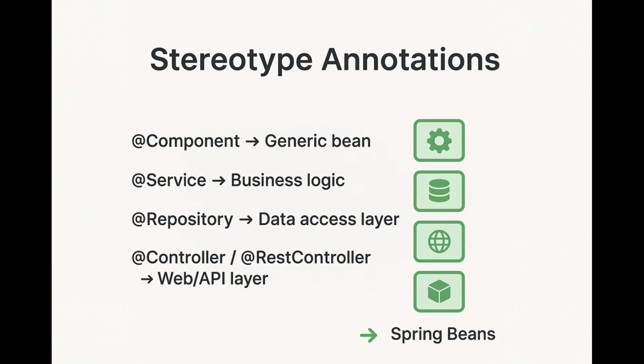projects. Stereotype annotations. To tell Spring what role each bean plays, we use stereotype annotations. @Component is the generic one. @Service is for business logic. @Repository is for database operations. And @Controller or @RestController is used for building web APIs. This makes our application layers clean and organized.